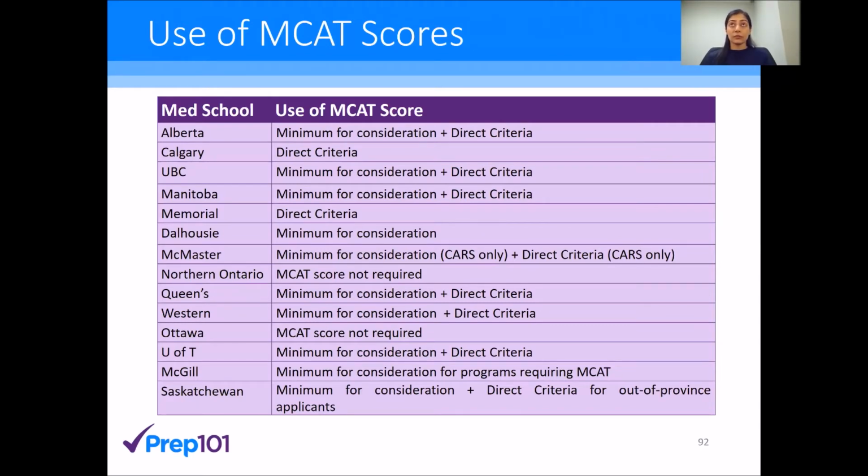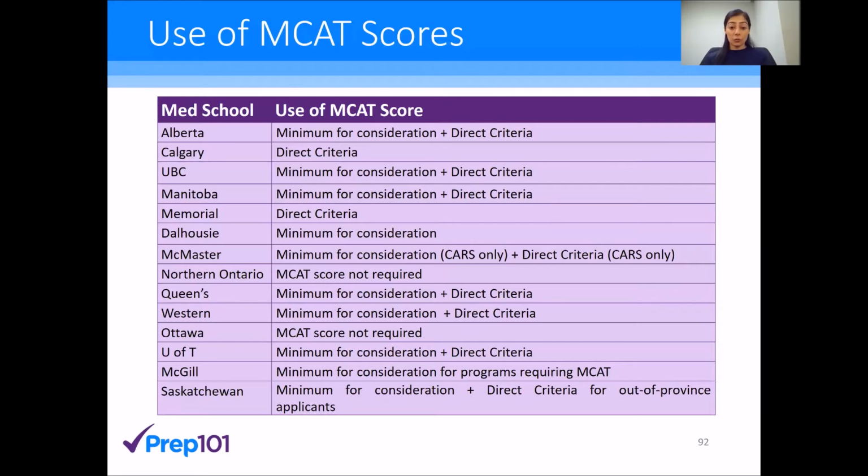So for example, you can't blow off one section completely and say, hey, I did super bad on CARS, but my total score is okay because I did amazing on the biological and biochemical foundations of living systems section. That's not how it works. You have to hit the minimum in each of those criteria, and you have to hit the minimum overall cutoff, that's your total score, in order for your application to be considered. Should you not, that application isn't going to go any further.